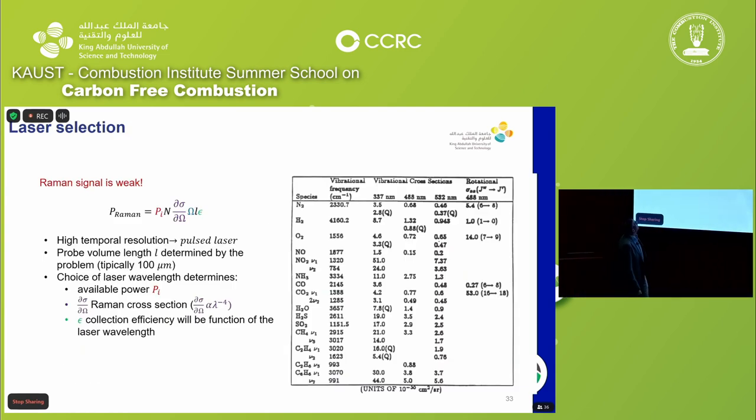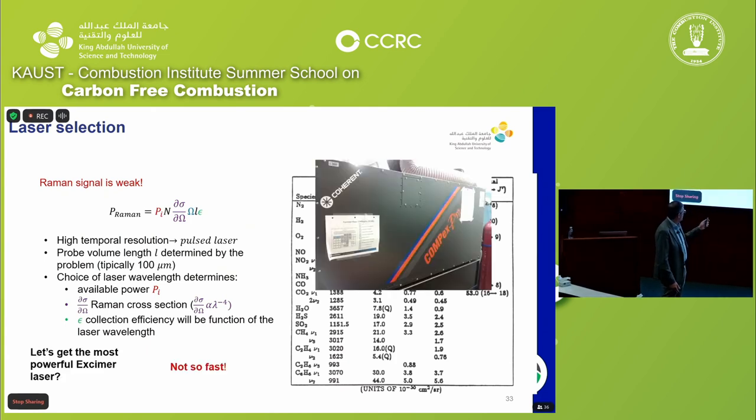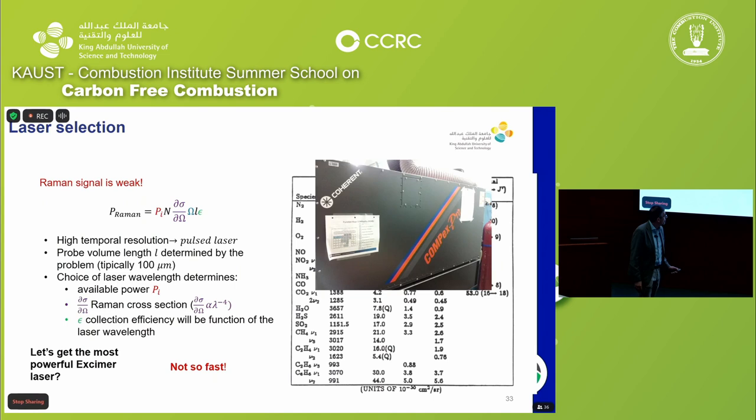So, first of all, you want to build your Raman instrument: how do you select the wavelength of the laser? I mentioned the intensity of the signal is proportional to the fourth power of the frequency, so you want the shortest wavelength possible. In principle, you may think, just go with an excimer laser, something like this. It gives you very high power and it goes in the UV, so you should have plenty of signal. Unfortunately, this didn't work when they were developing the systems for hydrocarbon flames. It was not the best choice.